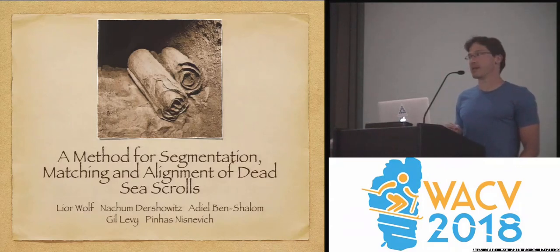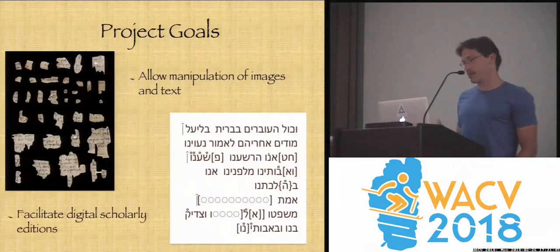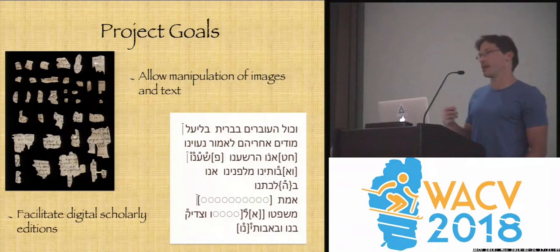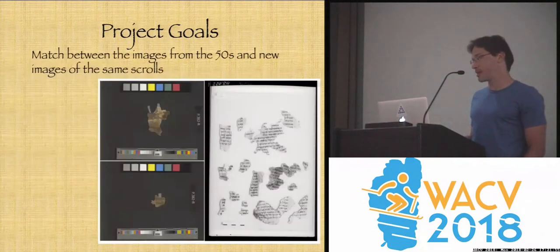I'm going to present two projects today. The first one is about the Dead Sea Scrolls. At Tel Aviv University, we have a long tradition of working with the humanities on various projects. The Dead Sea Scrolls is one of them. The goal of the project in general is to be able to read the images, understand the images, understand handwriting, and so on. What I'm going to present today is a bit more limited.